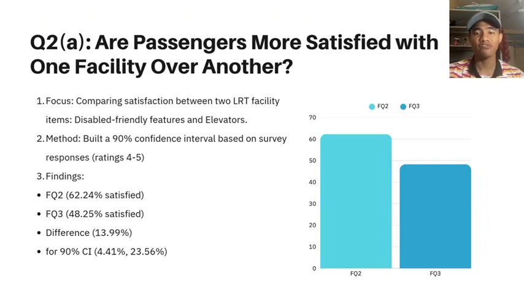In other words, we have solid evidence that passengers are more satisfied with the disabled-friendly features than they are with the condition of the elevators and escalators. This insight can help LRT management identify where improvements are needed most. The disabled-friendly features seem to be performing well and should be maintained, but the lower ratings for elevators and escalators suggest that passengers are experiencing issues in that area. So, if the company is looking to improve overall satisfaction, focusing on better maintenance or upgrades for these facilities could be a good place to start.